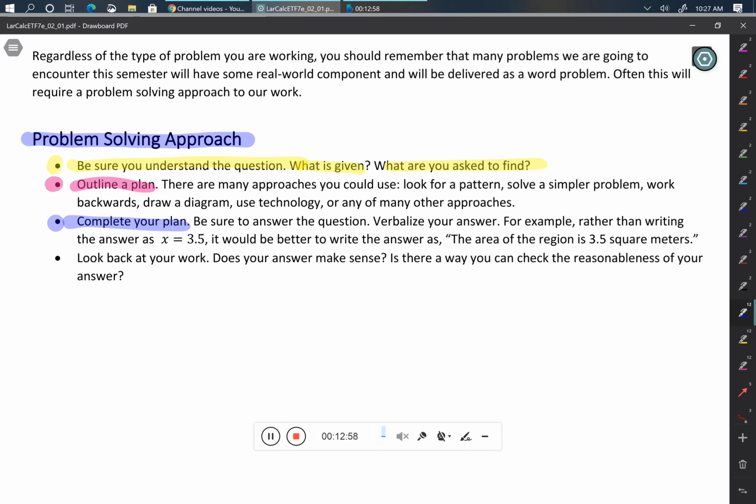Okay? And then, of course, the last step, the one that people tend to have trouble with. Look back, check your work, make sure that your answer makes sense. Okay? If your job is to find out the length of the side of a box, and you know that the volume of the box needs to be 100 meters, or 100 cubic meters, and you get an answer of 0.4 meters, does that make sense? Could you visualize a box that was that size and had the right volume? Okay? So that's your problem solving approach.